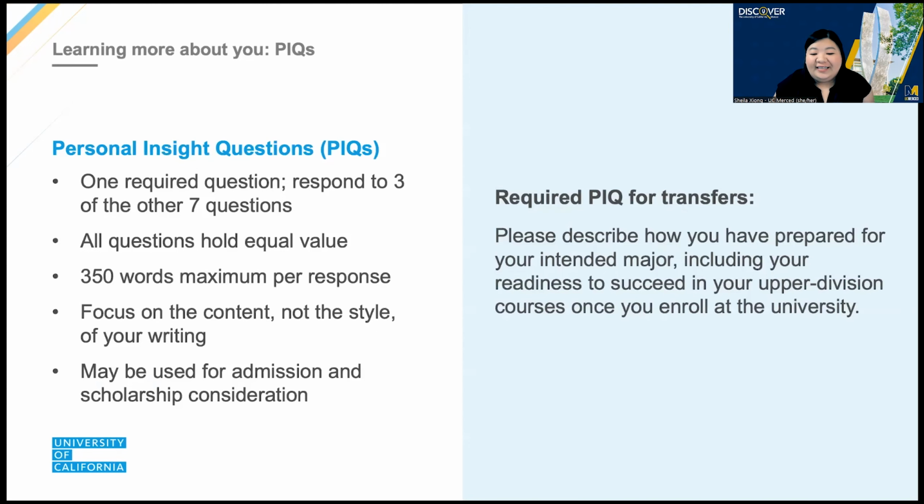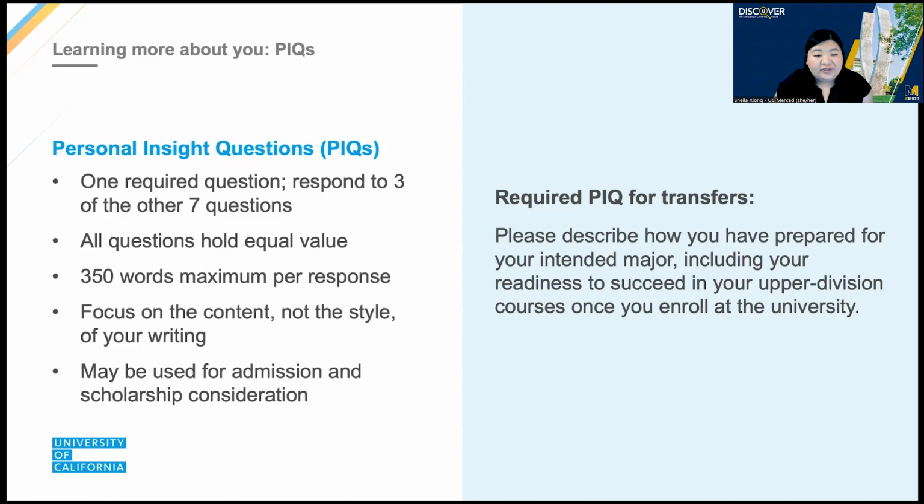Okay, so we are reaching the end of the application. When you get to the PIQs, this is like the end of the UC application. For transfer students, there is one required question, and then you can choose from 3 of the additional 7 questions. The PIQs are really important because it's another opportunity for us to learn more about who you are as an individual. This is the written section of the UC application, and think of it as your opportunity to share more information that you weren't able to in the UC application. All questions hold equal value, so it doesn't matter which question you choose from.